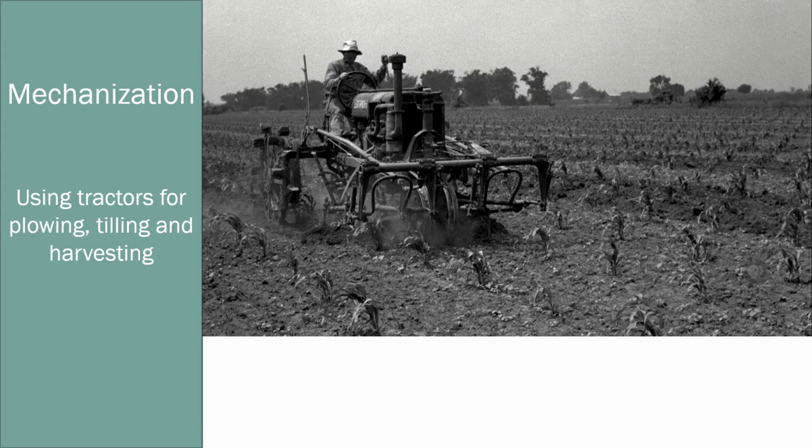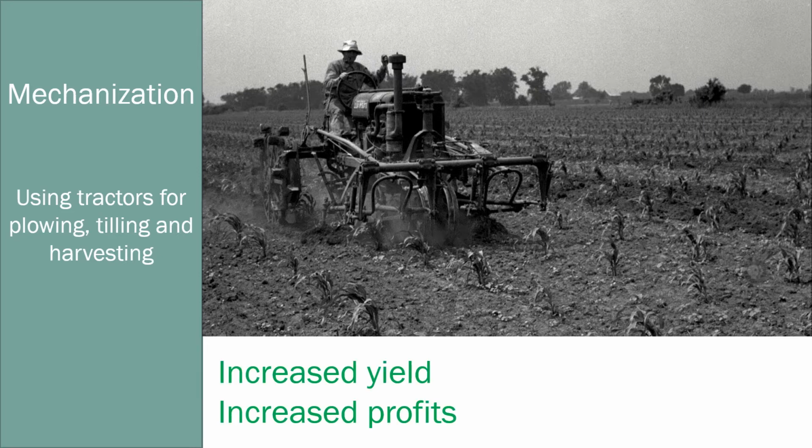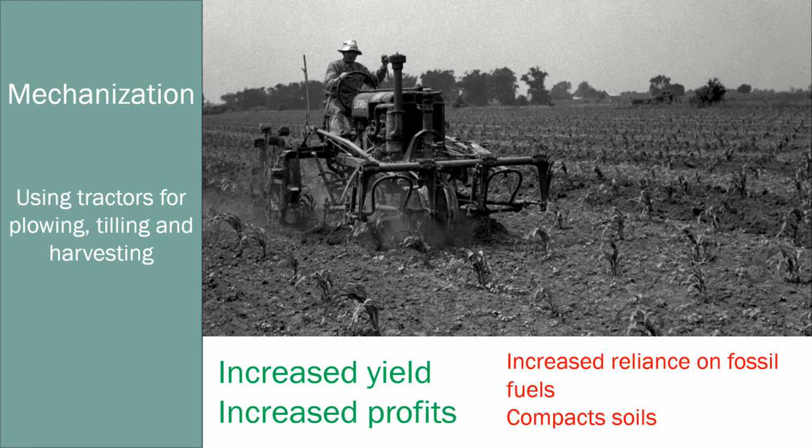So some of the ways we went through this green revolution is through advancements with tractors, so mechanization. This would be using tractors for plowing, tilling, and harvesting rather than using oxen or horses or people. This was great because it increased yields, still does, and increased profits for the farmers.